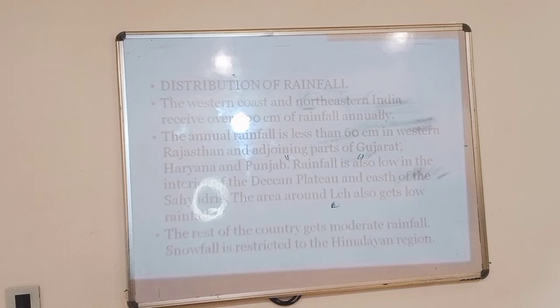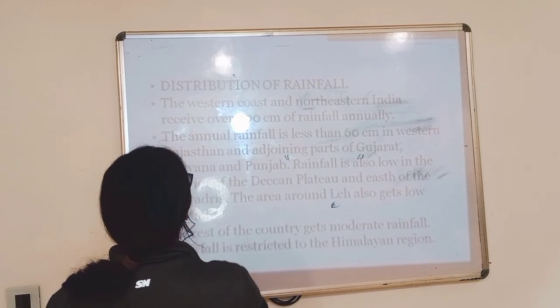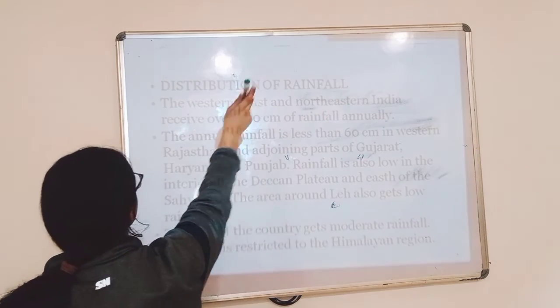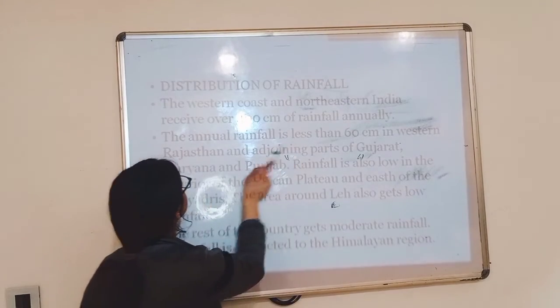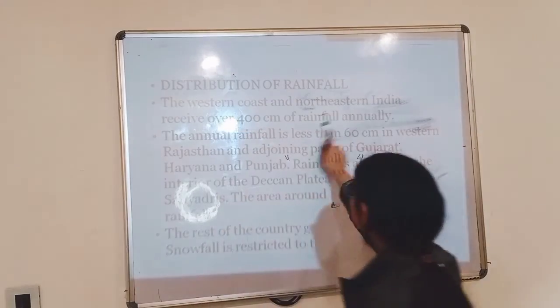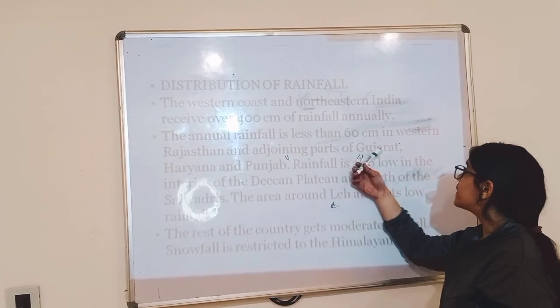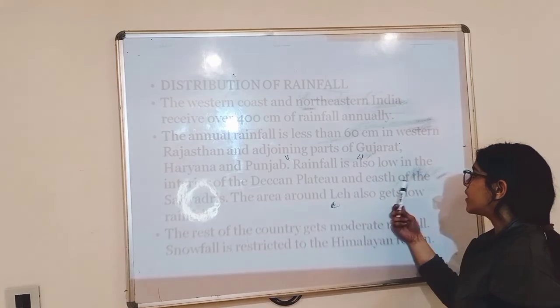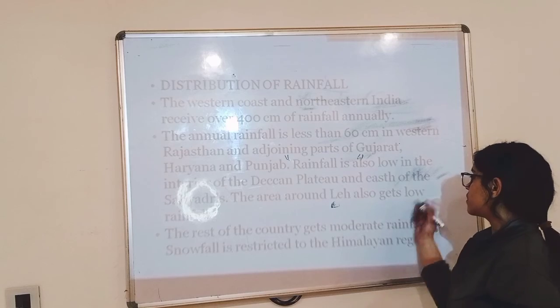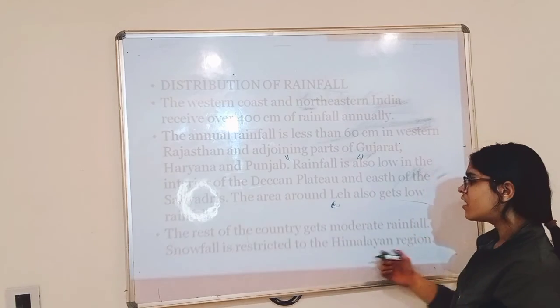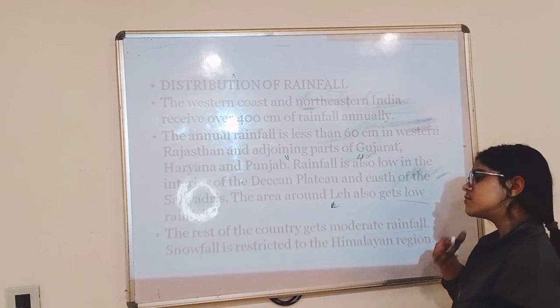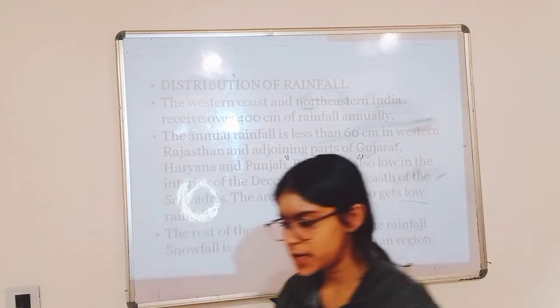Distribution of rainfall, कहीं कुछ ज्यादा rainfall होती है, कहीं नहीं होती है. The western coast and the northeastern India receive over 400 centimeter. The annual rainfall is less than 60 centimeter in western Rajasthan and Gujarat. Haryana, Punjab also get low rainfall. The rest of the country gets moderate rainfall.